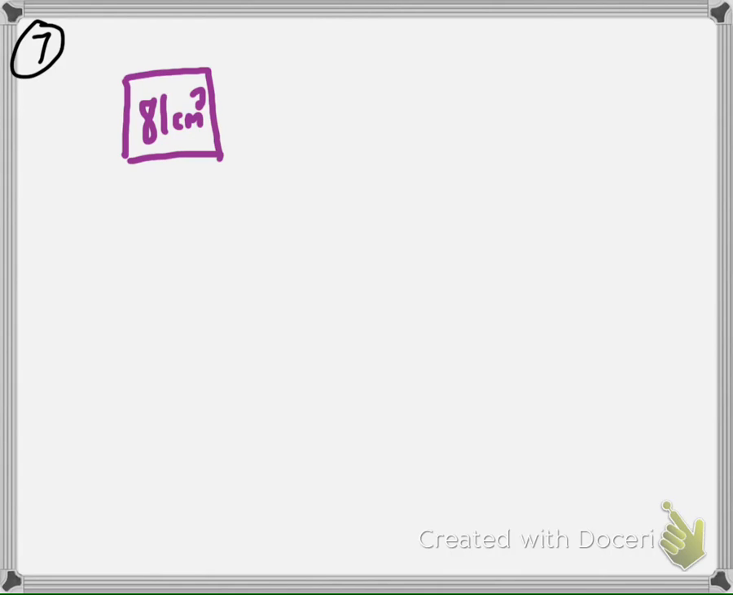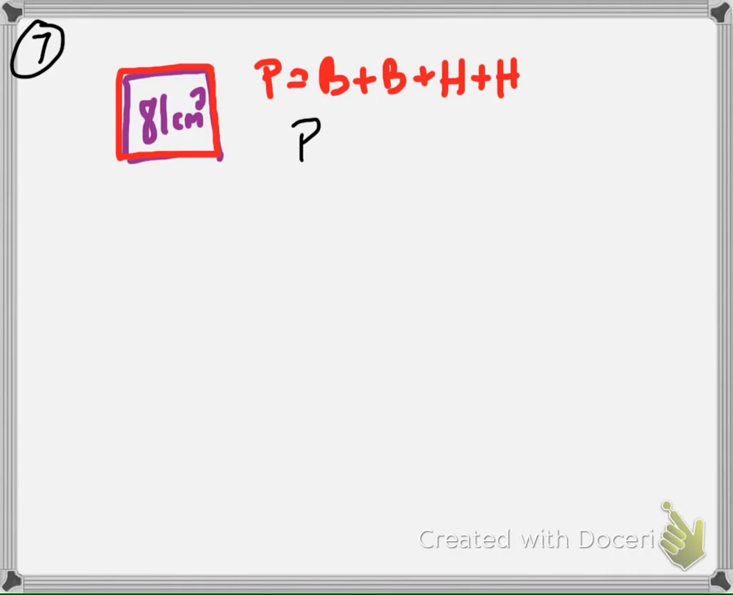Okay, but it's asking for perimeter, so I have to think, what is perimeter? I know that the perimeter is the outside of my square. It's when I add all my sides together. So I could say perimeter equals base plus height plus height. Or I could say that since this is a square, perimeter is the side length times 4. Okay? So I have to find the side length before I can do anything with the perimeter.